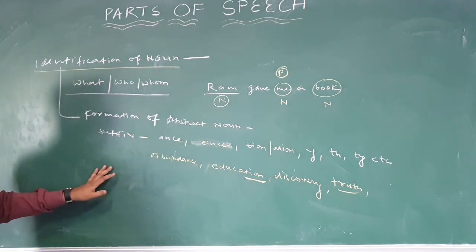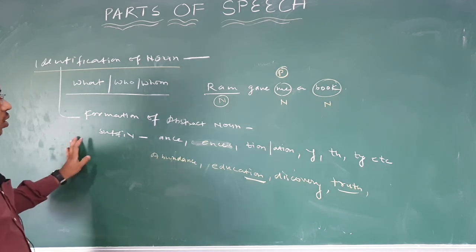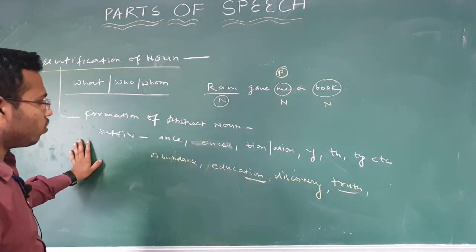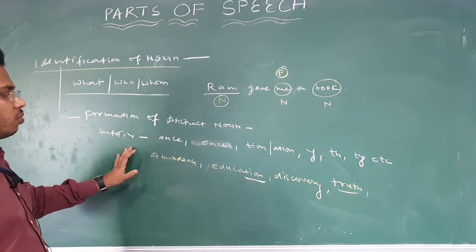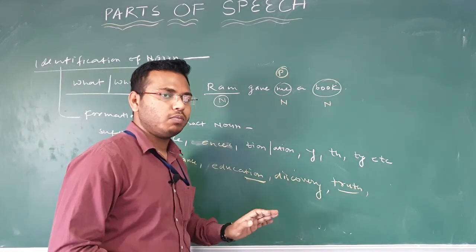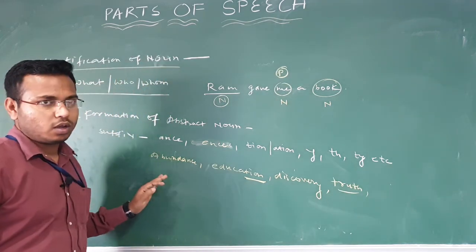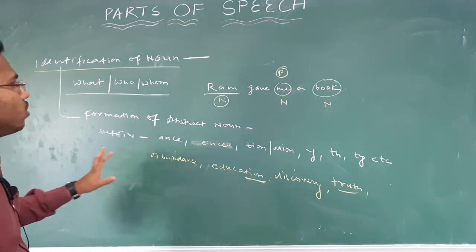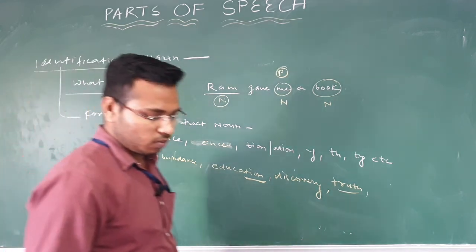If you find any basic English grammar book of class 8 and 9, you will get the rules for the formation of abstract noun. So these are the common suffixes that can be added to the end of the words to make abstract nouns. Some of the examples I mentioned here. So this is the discussion of noun we have done with. Now we will describe pronoun.